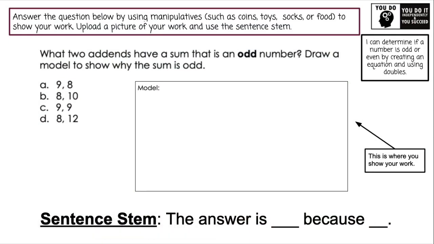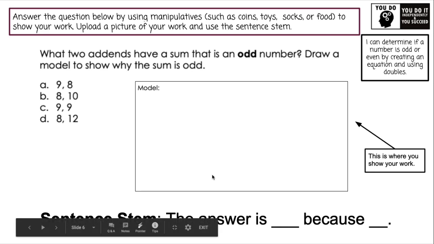Now, let's look at your you do. It says, answer the question below by using manipulatives such as coins, toys, socks, or food to show your work. Upload a picture of your work and use the sentence stem. So our question says, what 2 addends have a sum that is an odd number? Draw a model to show why the sum is odd.